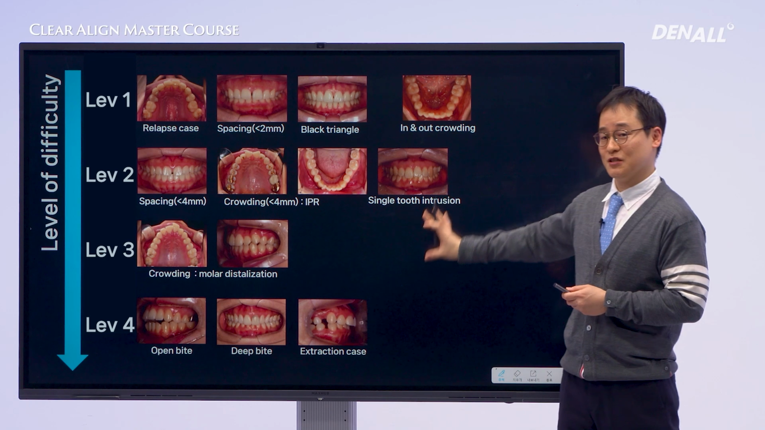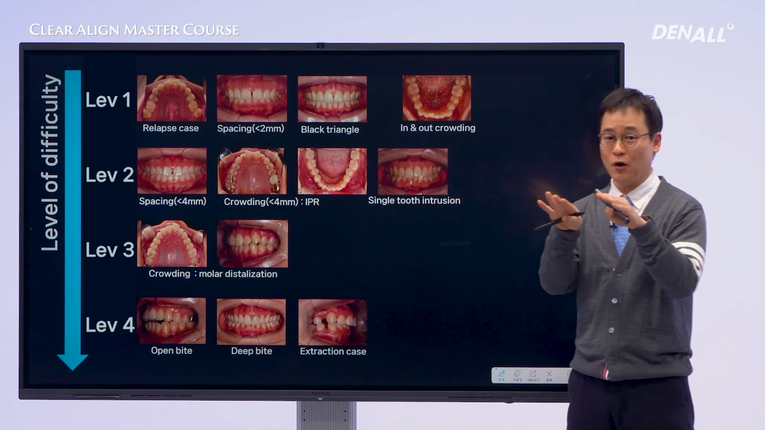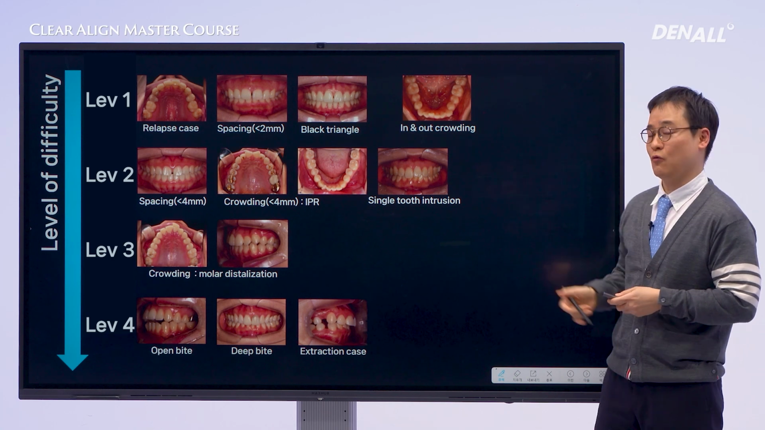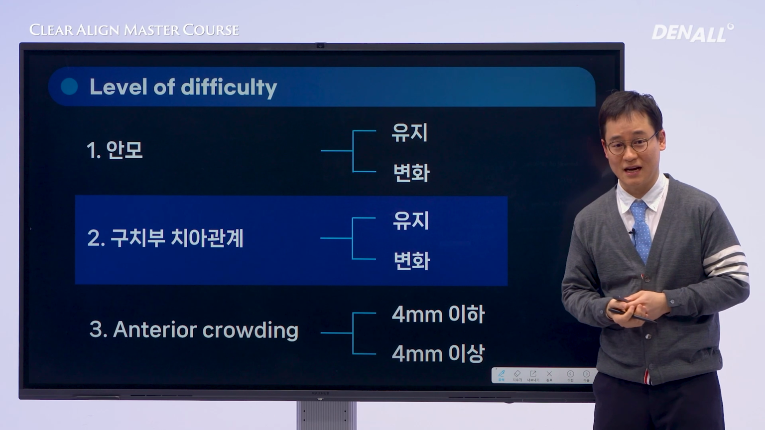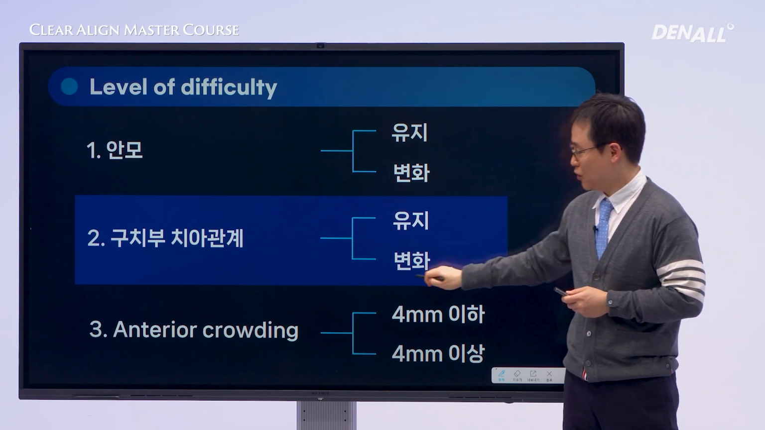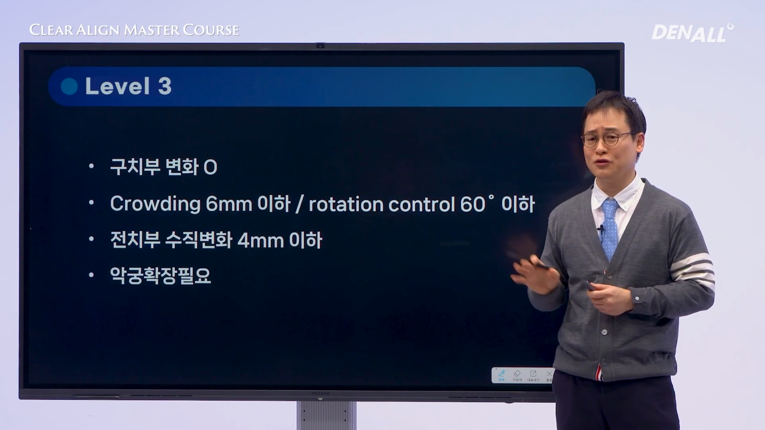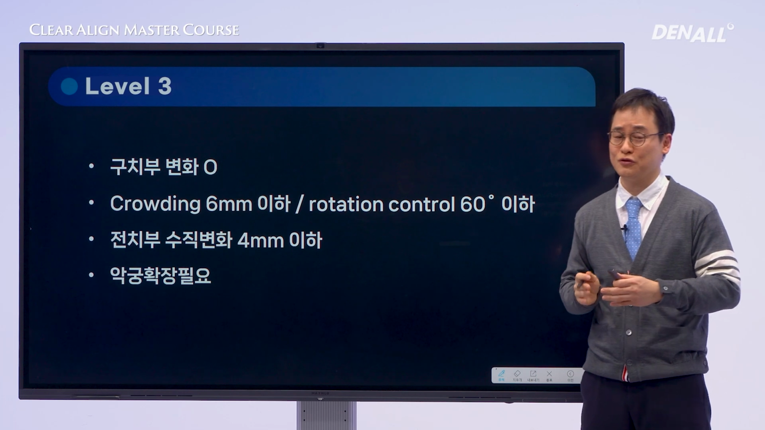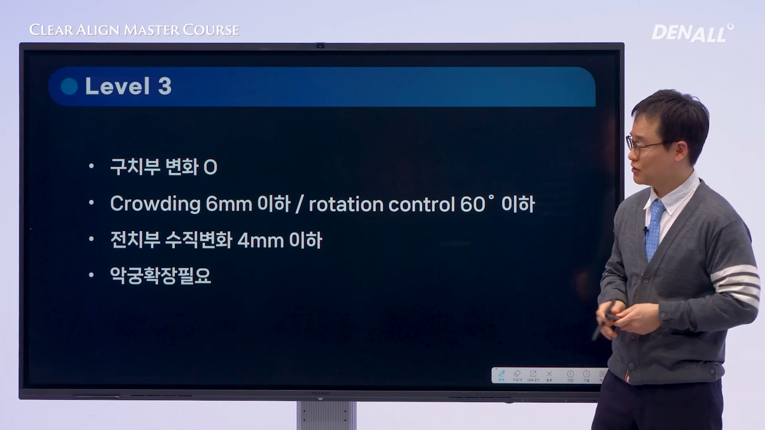So, when we look at the big picture, cases involving labiolingual movements, rotations, or spacing issues generally fall into level 1 or 2. As long as we approach them with caution, these cases can lead to favorable outcomes. On the other hand, cases involving changes in the molar relationship tend to be more challenging. I'll just give a brief explanation here, and we'll cover these cases in more detail later in the course.